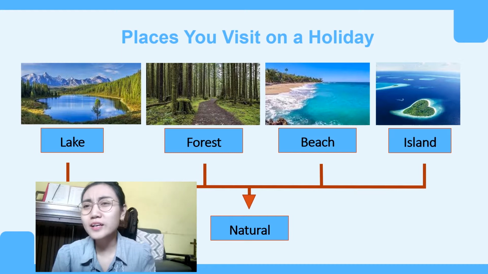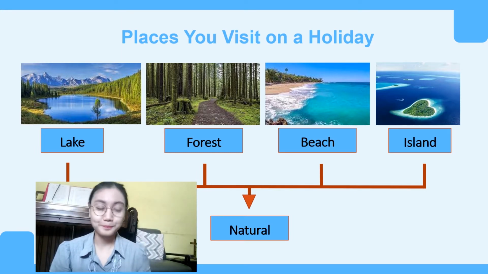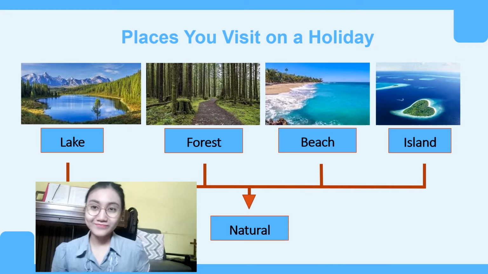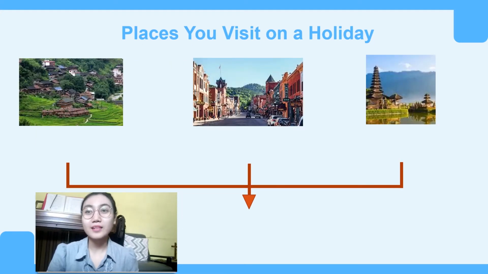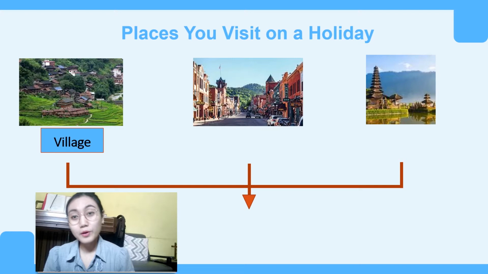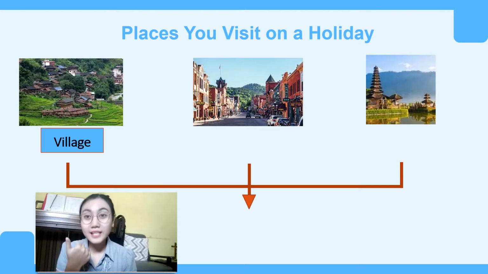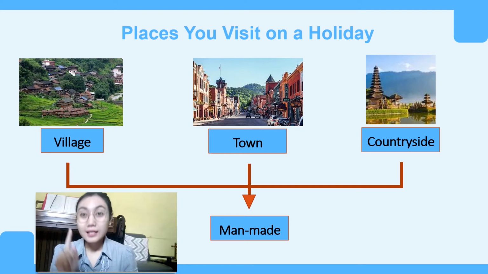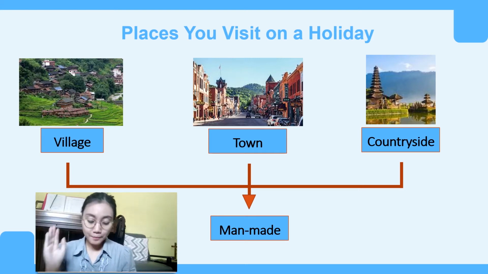Do you know why we call it natural? We call it natural because people cannot make one. Itu bukan buatan tangan manusia. So we call it natural. How about the man-made places? So man-made places is like village, town, countryside, museum. Yeah, like that. We call it a man-made places because we can make one. People build the houses or the buildings there.